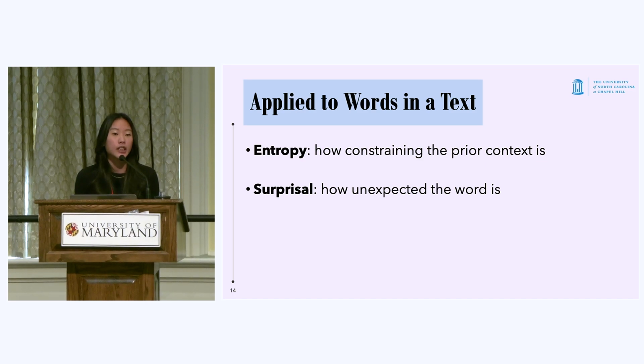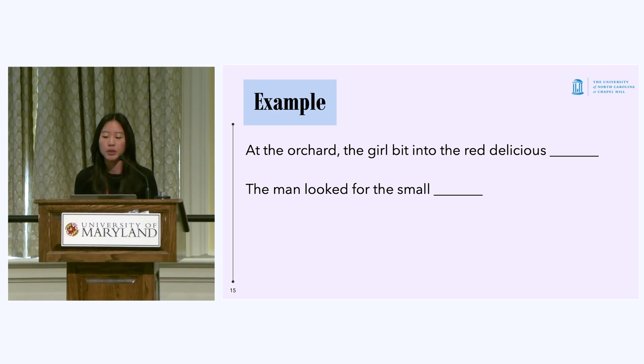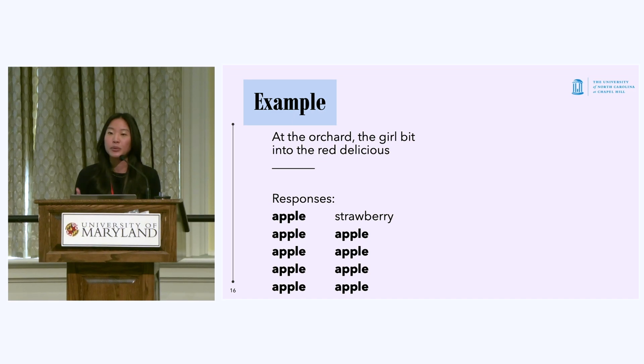So I just want to highlight an example of entropy because, again, that will be very relevant for the results I'm going to present. If I have you all read this context, at the orchard, the girl bit into the red delicious blank, think of the next word that comes to mind. Just hold that in mind and do that again with the second example, the man looked for the small blank. So I bet any money that 90% of the room would have chosen apple here. We might have some variation, but for the most part, people are going to choose apple because this is a very constraining context with clues like orchard, red delicious that are going to lead you to believe very strongly that the next word is apple.